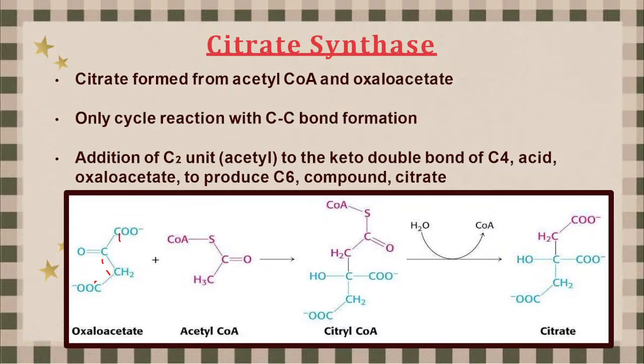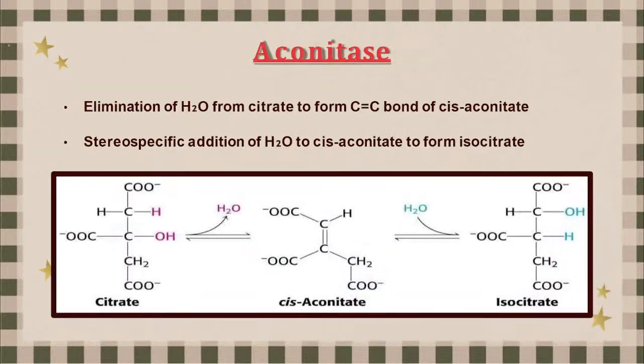Combining with what, friends? Combining with acetyl-CoA. How many carbon acetyl-CoA? 2 carbon. Giving rise to what, friends? Citryl-CoA. Very simple, right? What is happening? Tell me, friends. Addition of an acetyl group, where I am adding the acetyl group just to this particular keto double bond. As a result, what is happening, friends? I am going to get a citrate, which is an intermediate compound.